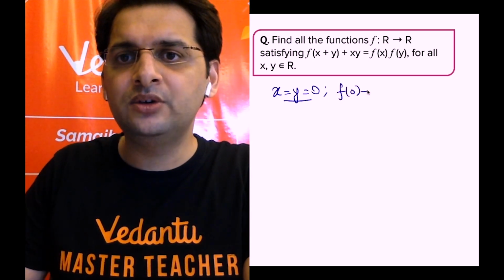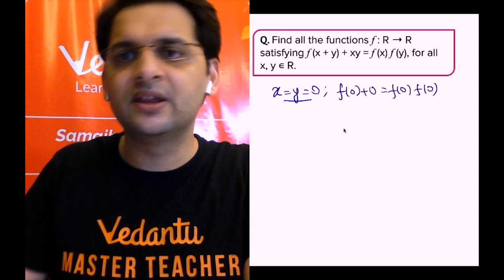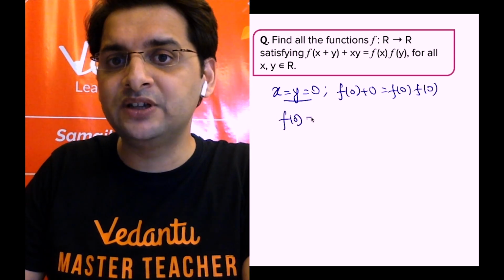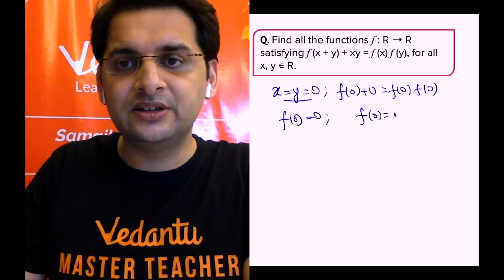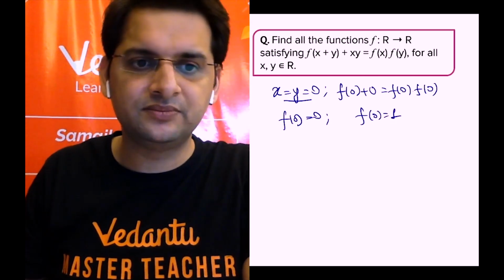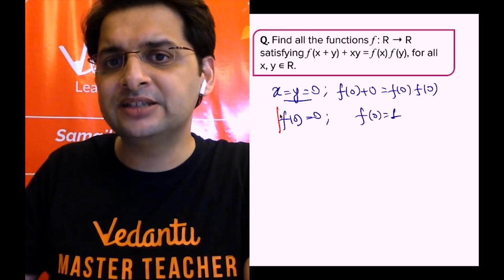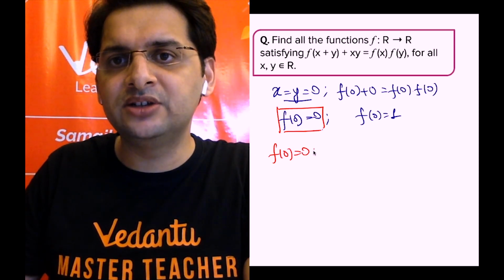So f of 0 plus 0 gives me f of 0 into f of 0. So f of 0 square is f of 0. So this means either f of 0 is 0 or f of 0 is 1. So one of these two is true, and maybe both could be true. So let us check for this first. Let us check if f of 0 is equal to 0 is true.